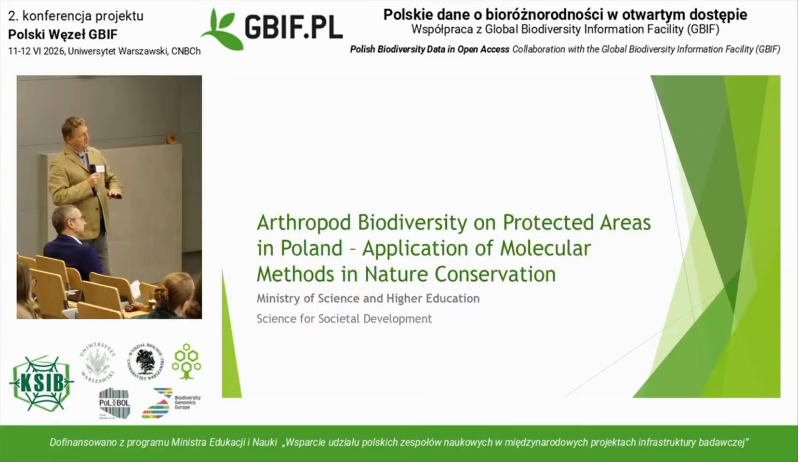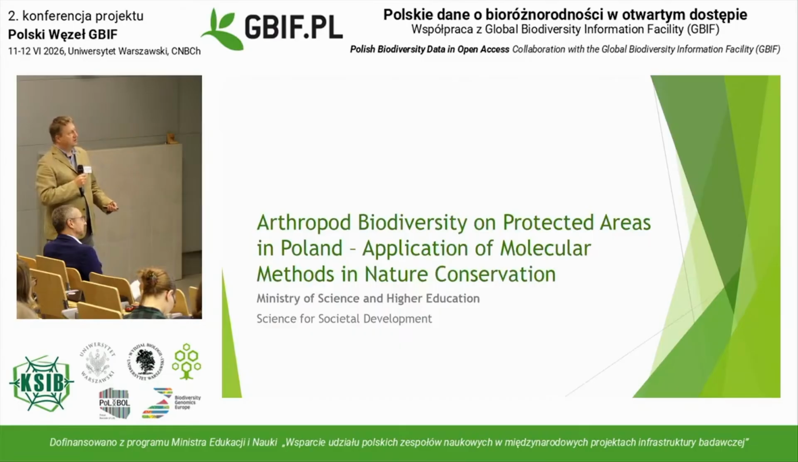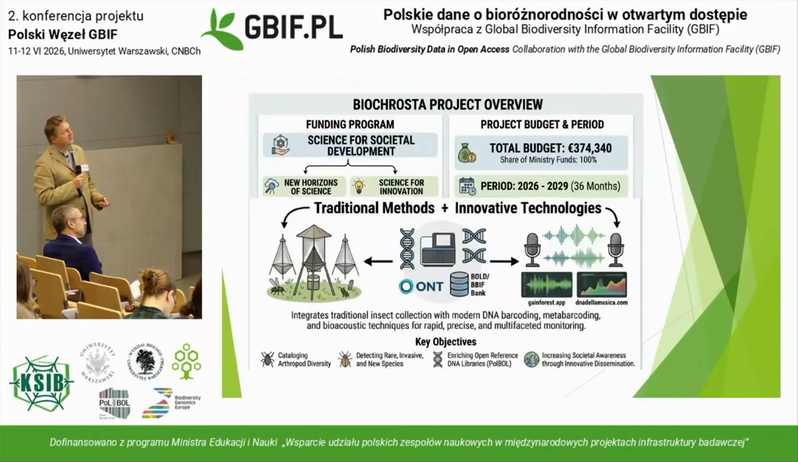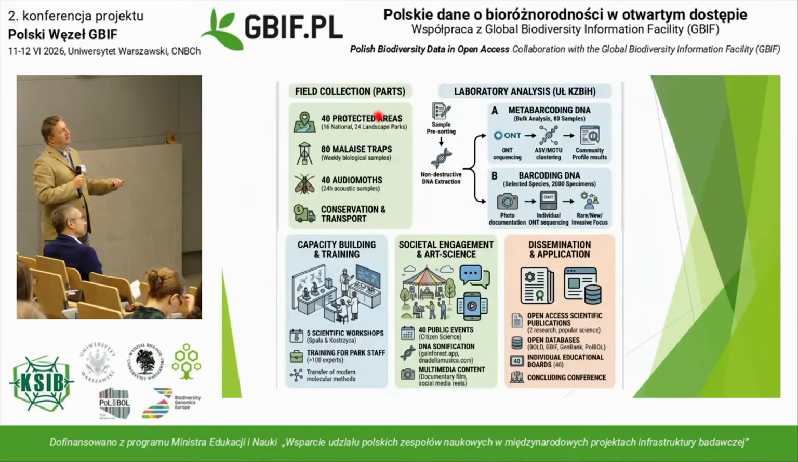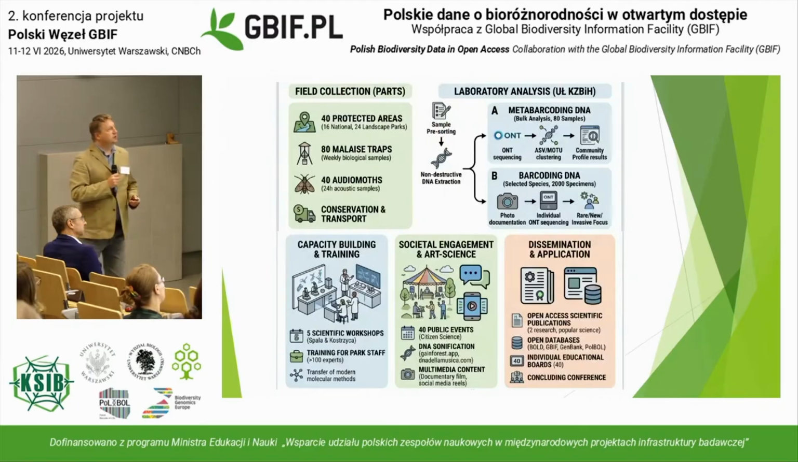Okay, and just really finishing everything. It's a very new project that we got from our Ministry of Science and Higher Education in the Science for Societal Development program. It's called BioCrosta, which is about getting a snapshot of biodiversity in different protected areas. And that's the budget. It's not a lot, but also not that small an amount. So far we have in the network 40 protected areas in Poland, 16 national parks and 24 landscape parks.